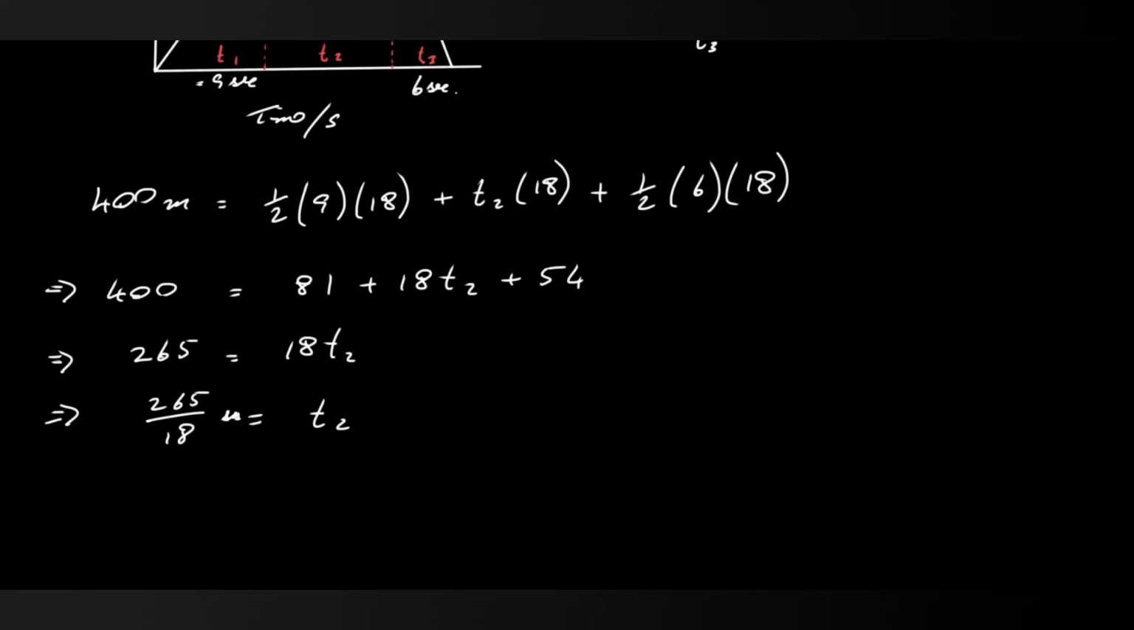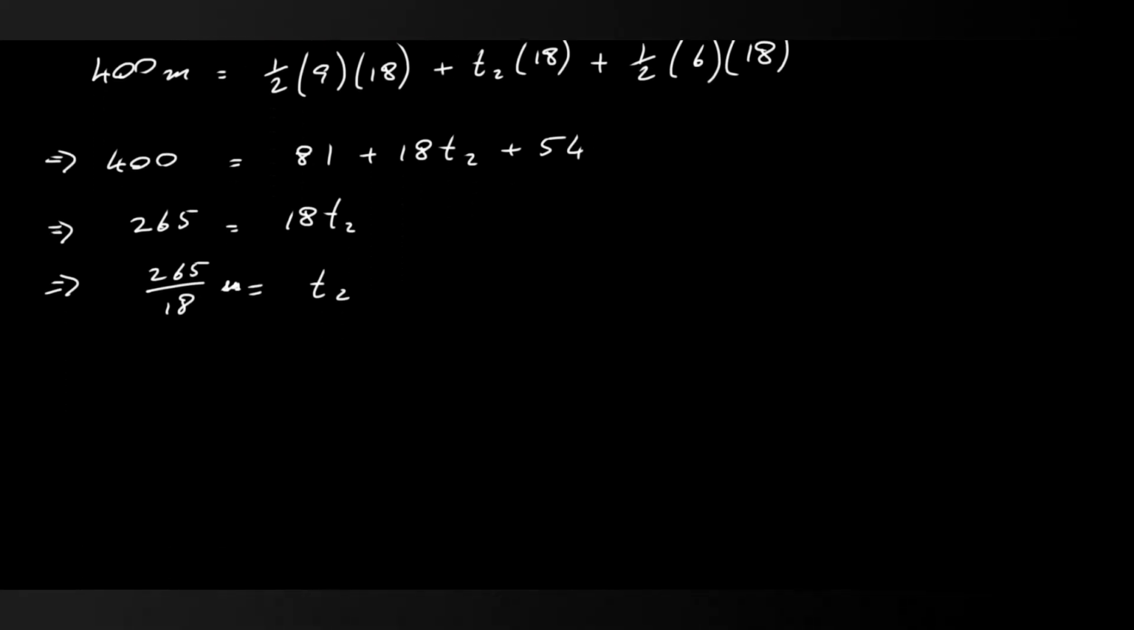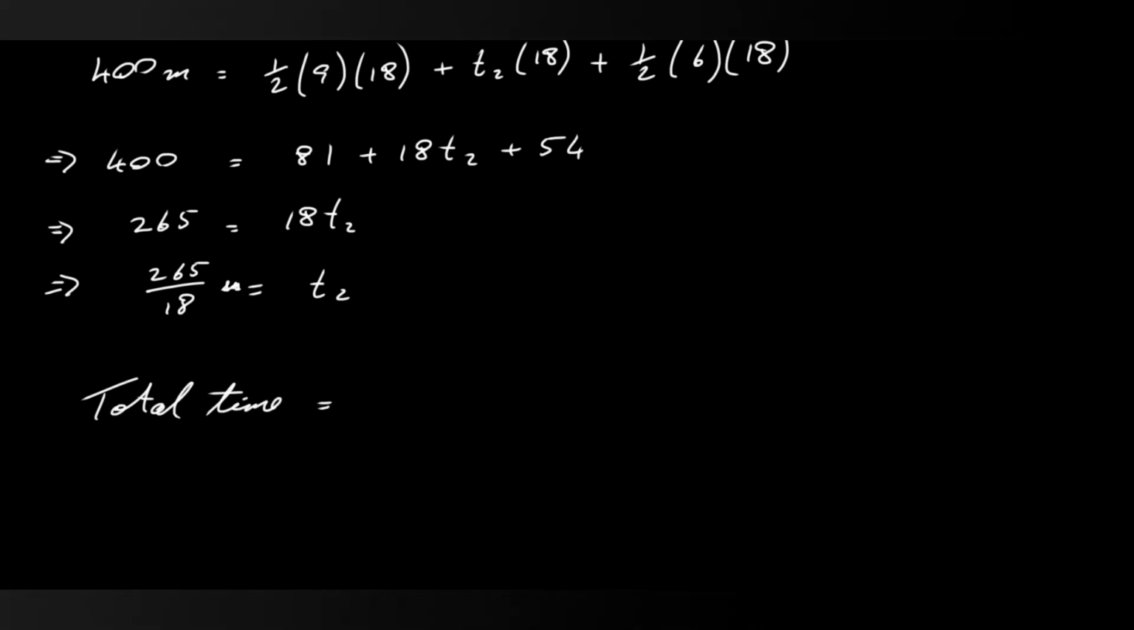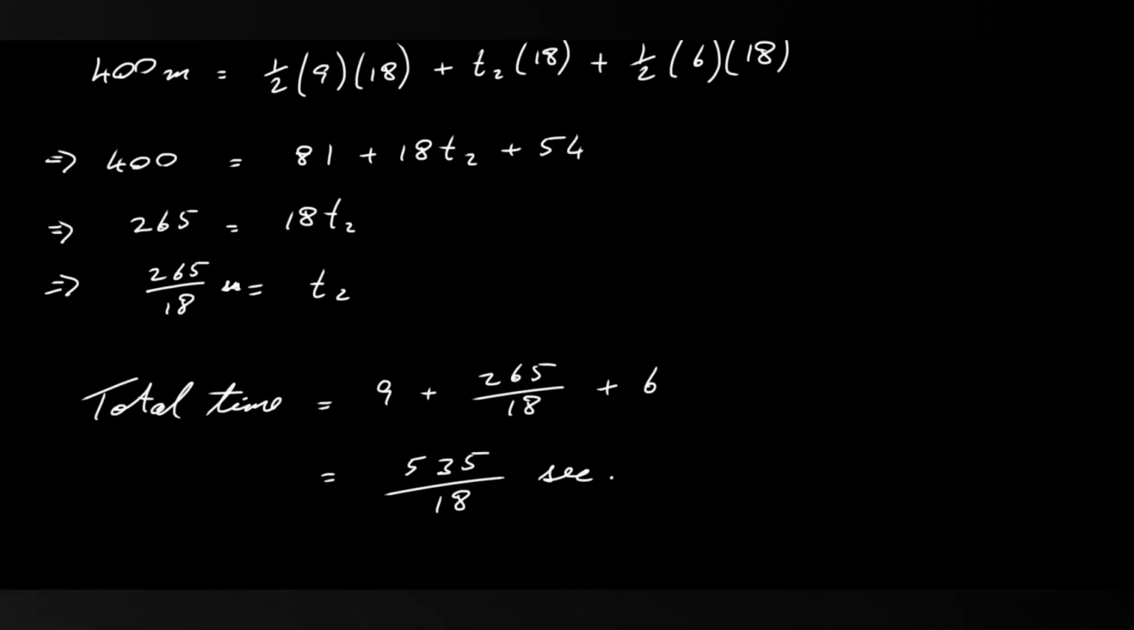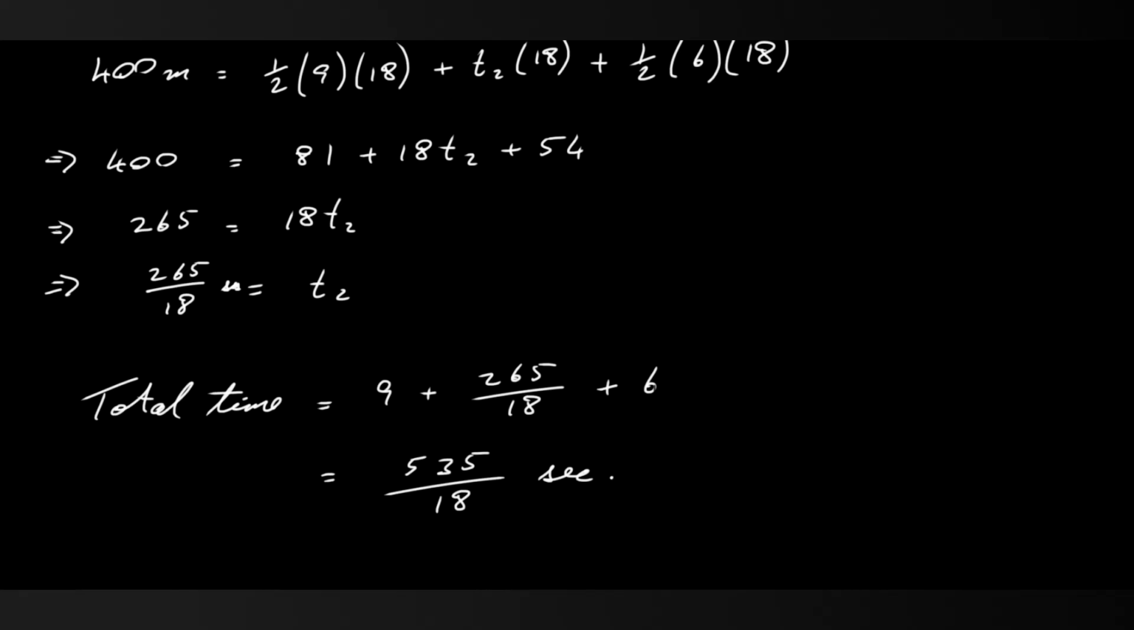Okay, so now we have our t2, so all we've got to do is work out our total time. So the total time is just equal to 9 seconds for the first triangle plus 265 over 18 for the rectangle in the middle, and then out at the end we had a triangle, and that was 6 seconds. When you add all those together, you get 535 over 18 seconds. And that's the first part of this question completed. That's where the car accelerates and then it travels at a constant speed of 18 meters per second because there was a speed limit, and then decelerates to rest.